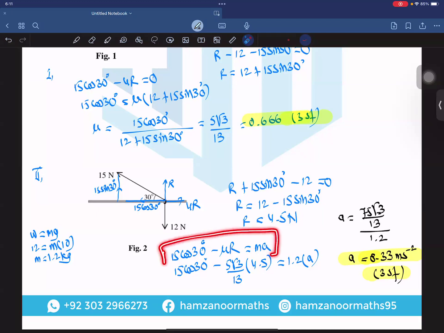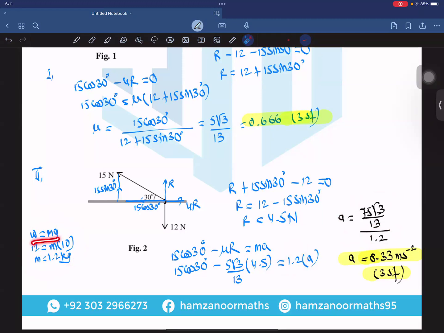So 15 cos 30 minus mu R is equal to mass times acceleration. This equation is established by Newton's second law of motion. So 15 cos 30 minus, in place of mu, I'm going to write 5 root 3 divided by 13, and in place of R, I'm going to write 4.5. This will be equal to 1.2a. First I have done some working in an exact form. Acceleration is equal to 75 root 3 over 13 divided by 1.2, because we need to find the mass as well, right? Here I've done the working for mass.